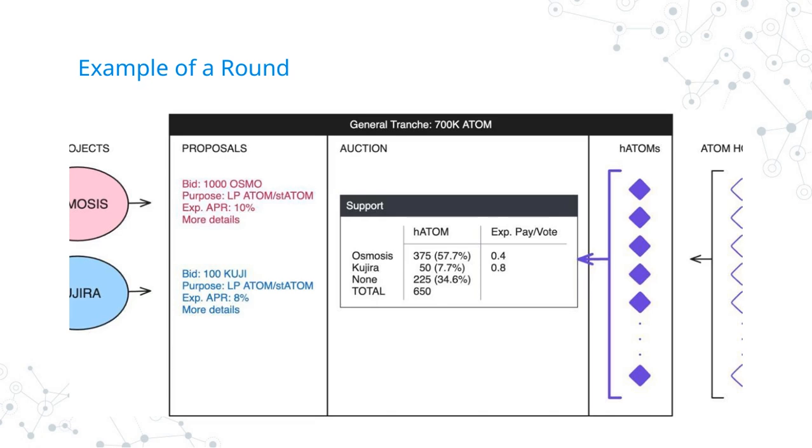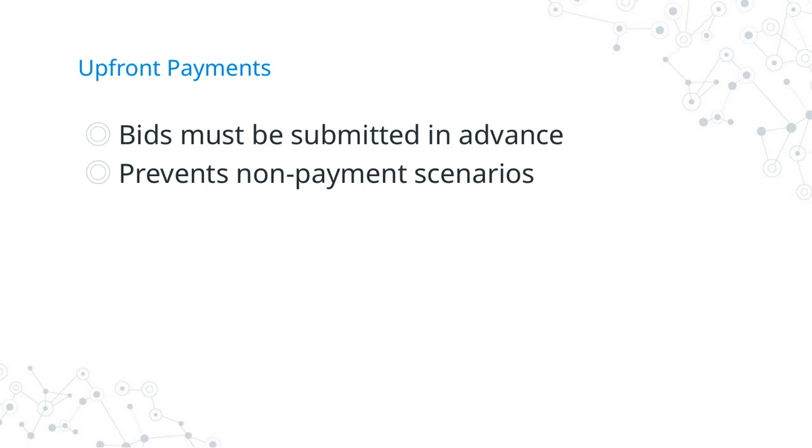Here we see an example of a round in the general atom tranche. The bids for projects Osmosis and Kujira are shown, along with their purposes and expected annual percentage rates. The support and expected payment per vote are also detailed. To ensure projects commit to payment, bids must be pre-submitted and locked into the platform. Once the auction concludes and allocations are finalized, payments are distributed among voters per the determined allocations.